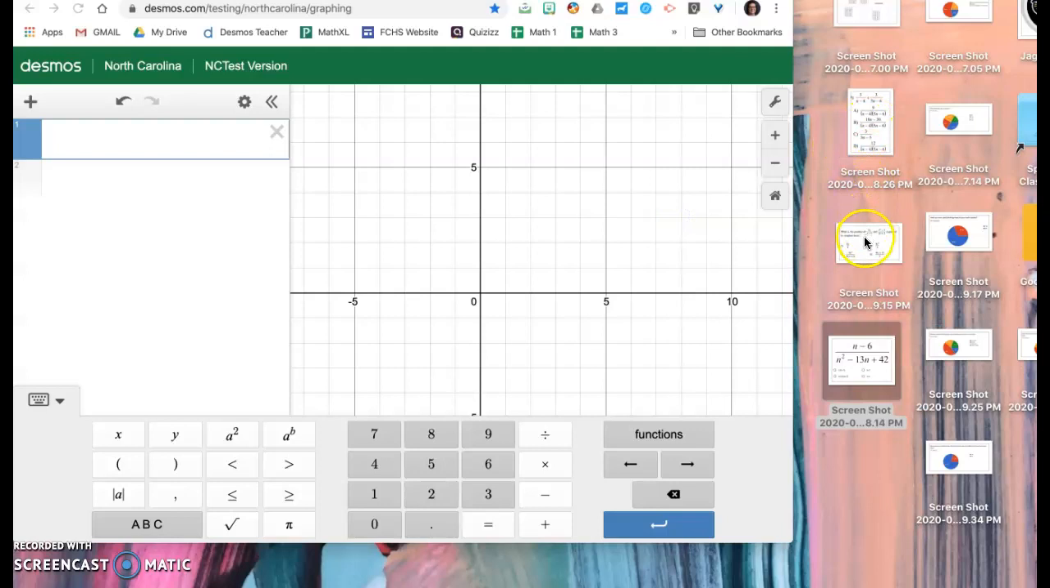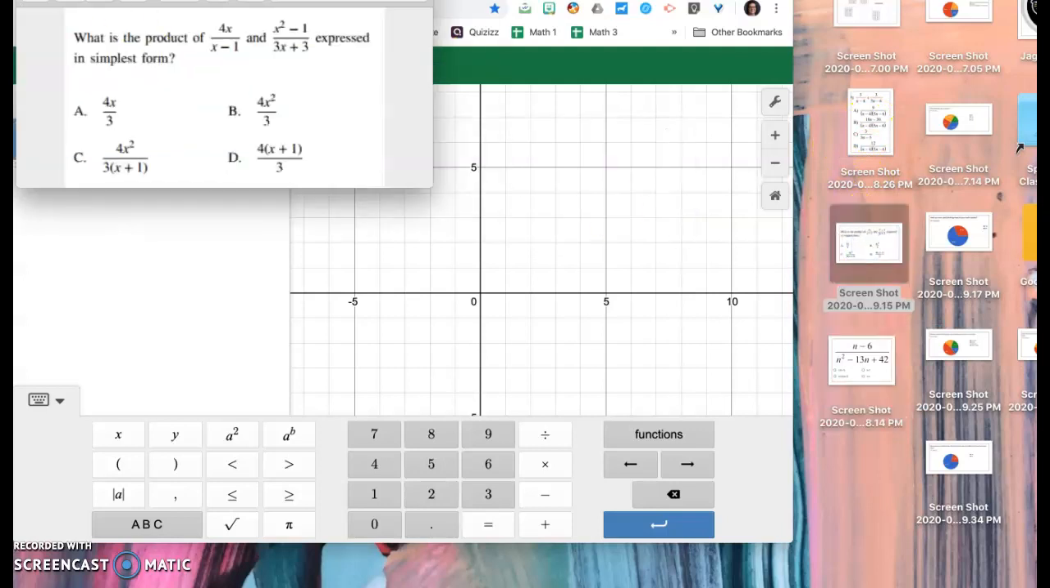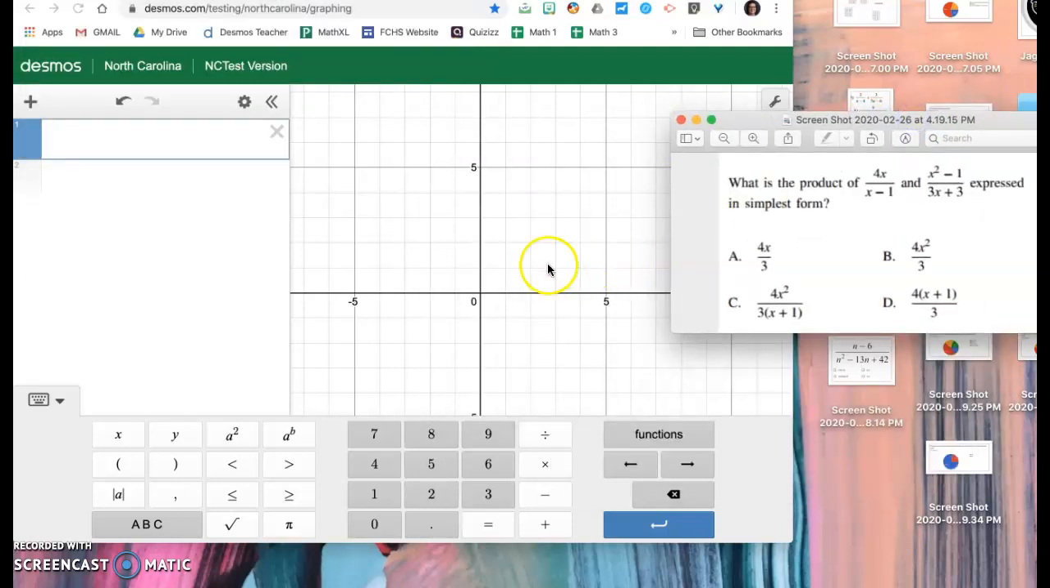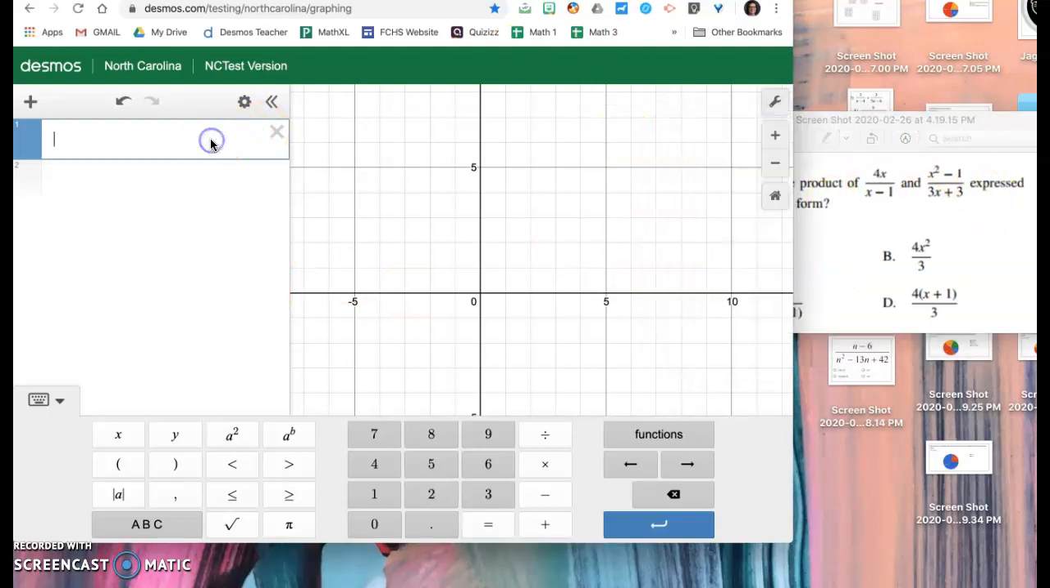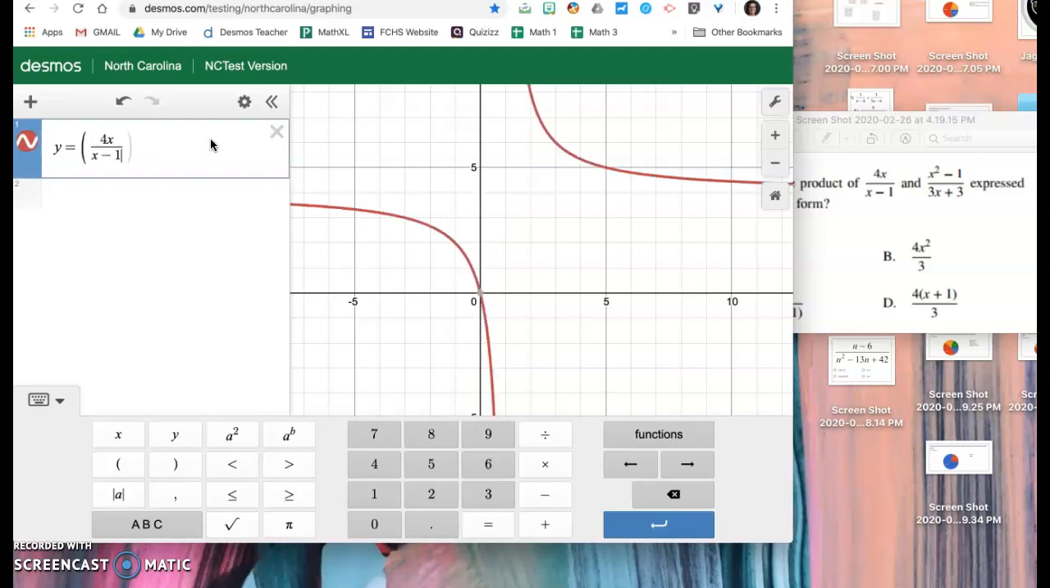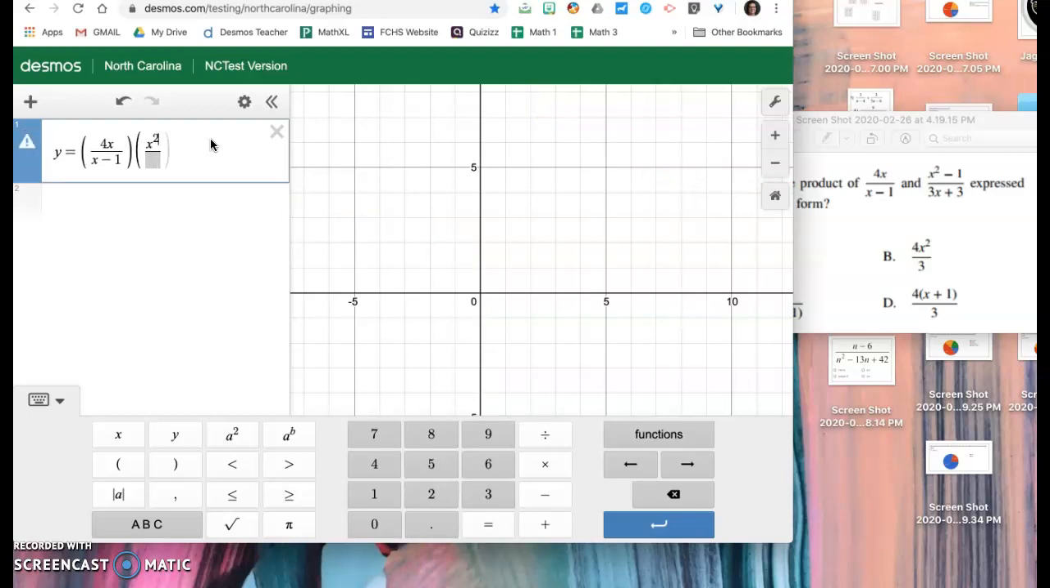So the next problem that I have was a multiplication problem. So at some point you're going to have to multiply rational expressions. So it says, what is the product of these two? So if I'm doing the product, that means I'm going to multiply. I'm still going to do y equals. And I'm going to use parentheses just because it's going to make it easier to multiply the two side by side. So in the parentheses, start another one, hit the division symbol. So x squared minus 1, 3x plus 3. So here's the graph that I'm trying to match.